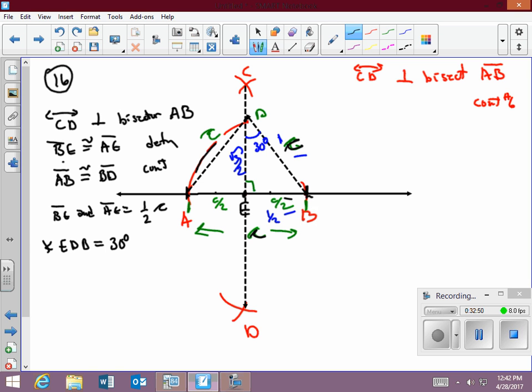A 30, 60, 90 triangle has a ratio of the side opposite the 30 is 1/2, the side opposite 60 is the square root of 3/2, and the side opposite the 90 is 1. And what we have is C and C over 2 here. So the ratio of 1 to 1/2 is the same as the ratio of C to C over 2. So that's a 30-degree angle. That makes this one a 60-degree angle, right? Because it's a right triangle. So that's the construction.